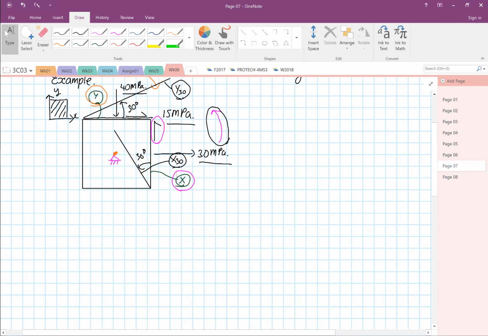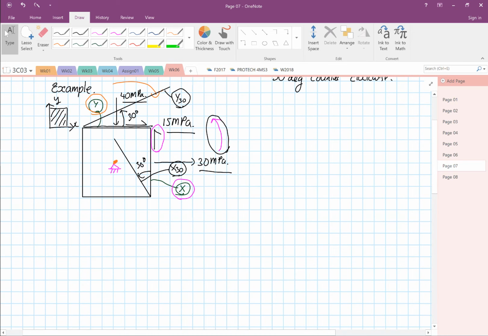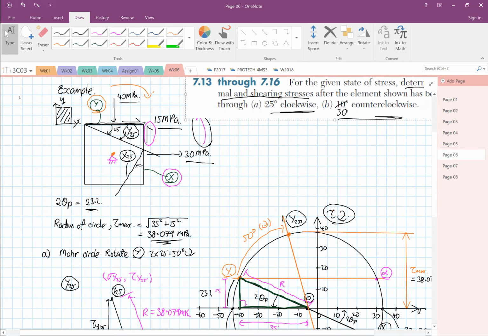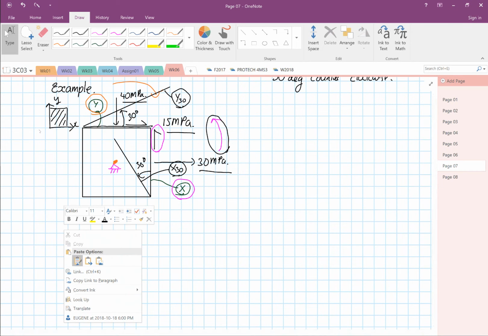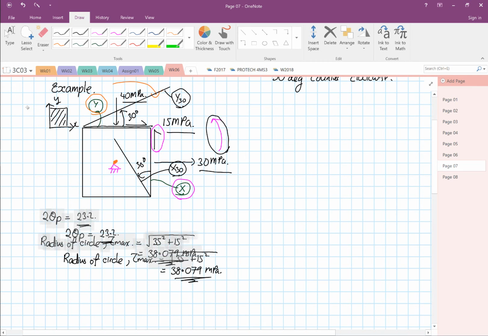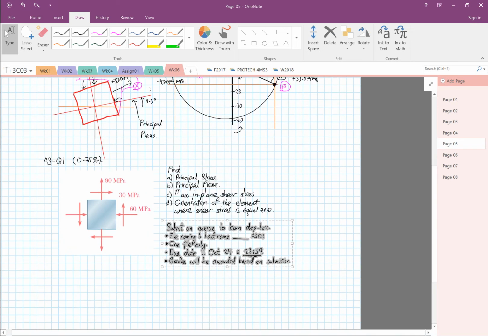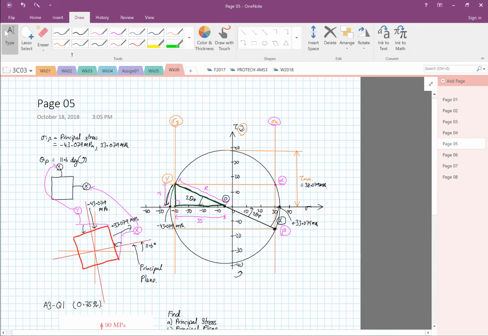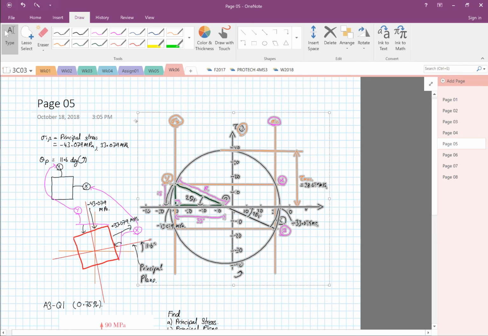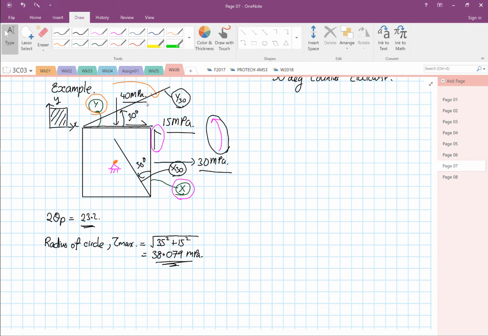From here, I'm going to copy the same Mohr circle. The information is still the same. The principal plane information is still needed. The original Mohr circle still looks the same. I'm going to take from here and copy, come back here, and paste.